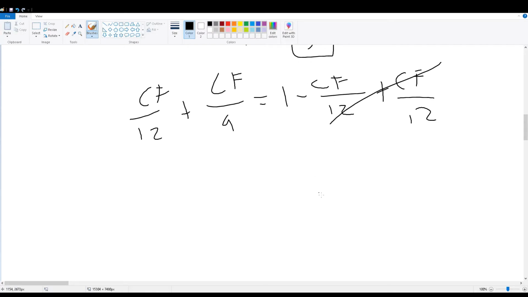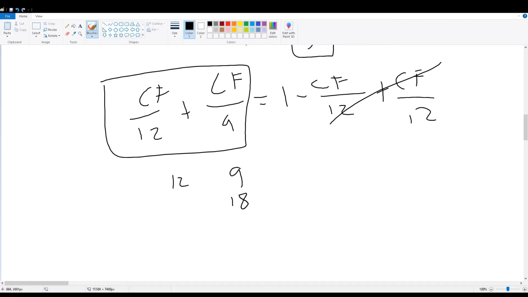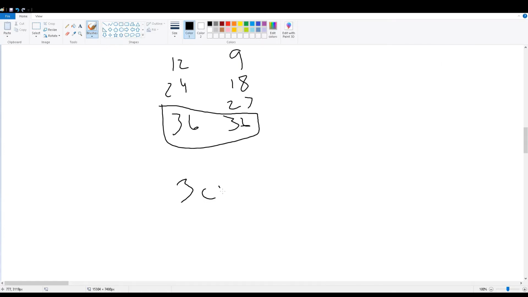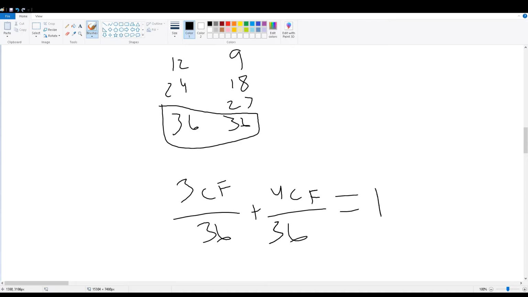Okay, so now let's find a common denominator between these two. So 12, would that work? No, that wouldn't work. 12, 18, 27, 36. Oh, 36 might work. Yes, 36 is a multiple of both numbers. So, what do we need to multiply by 12 to get 36? We need to multiply by 3. So 3CF over 36 plus 4CF over 36 is equal to 1.